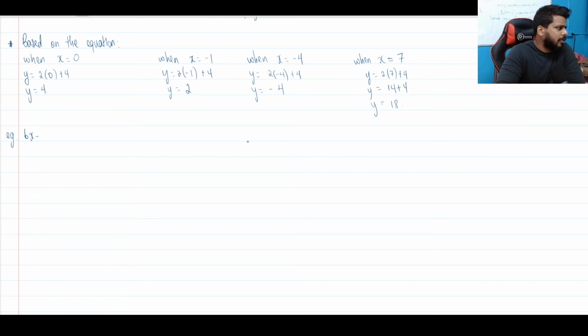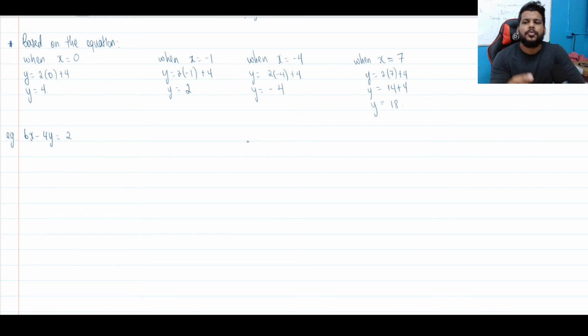6x minus 4y is equal to 2. Pause the video. I'm going to work it out now. It is not of the form y is mx plus c. My aim is to read off the y-intercept and read off the gradient from the line. So I need to rearrange a little bit.